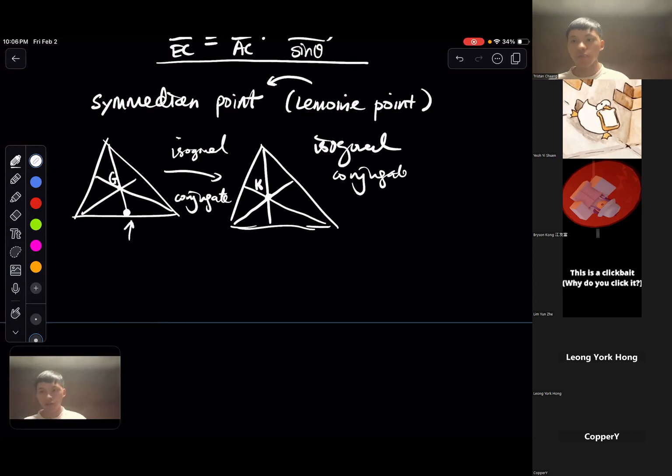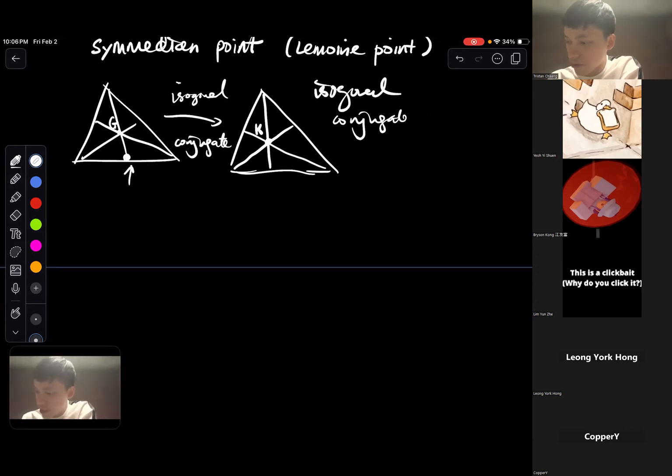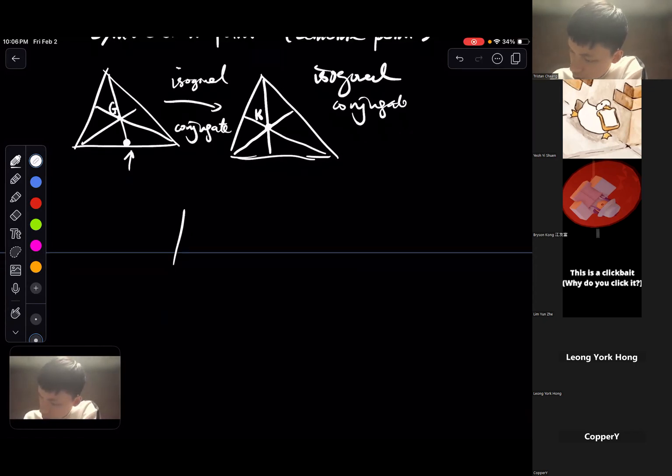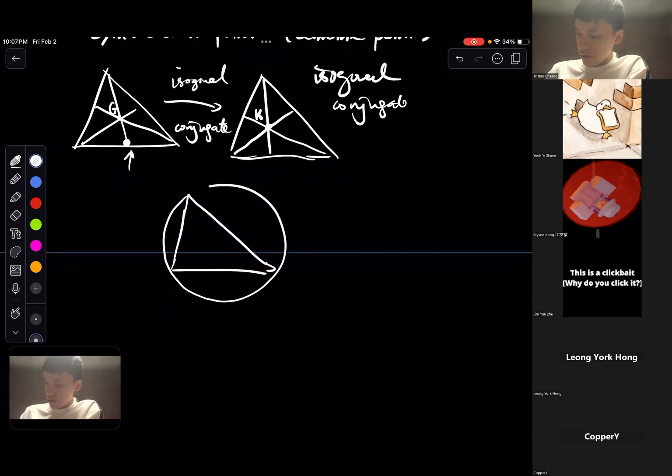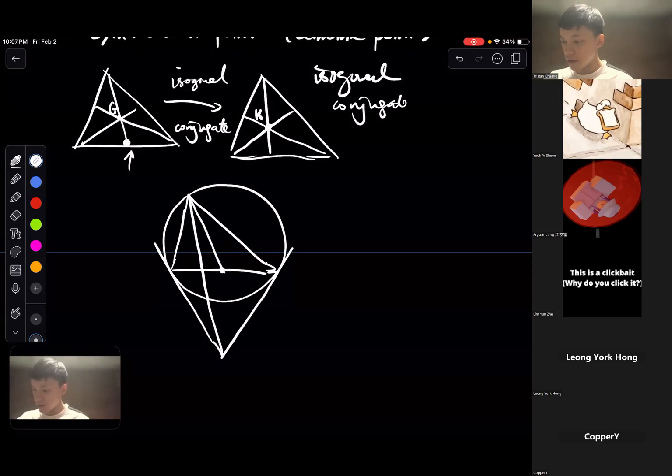Yeah. So let's look at a few properties of this because it's quite interesting. First of all, there's one way that you can construct it. If you draw the circumcircle like that, then you draw two tangents, then it turns out that this line and the median are isogonal. So let's try to prove this.